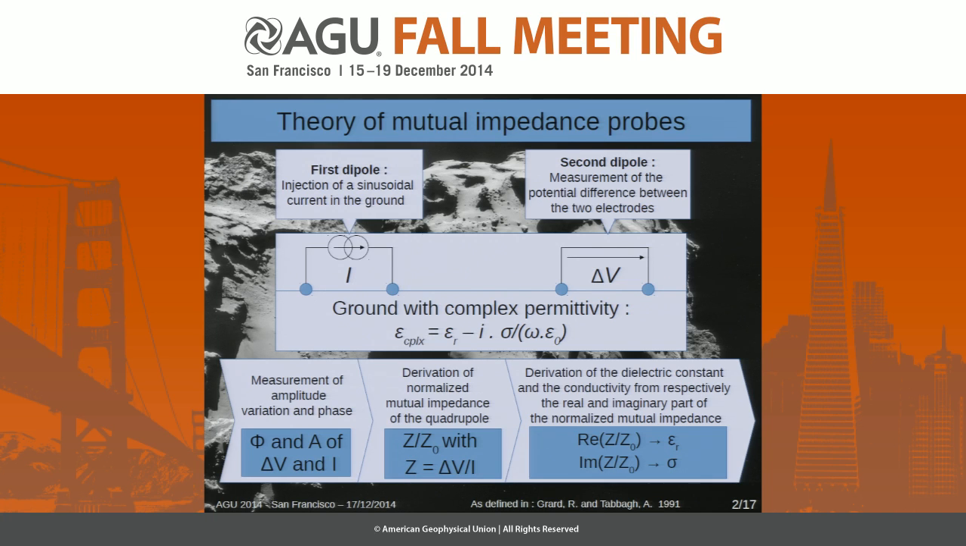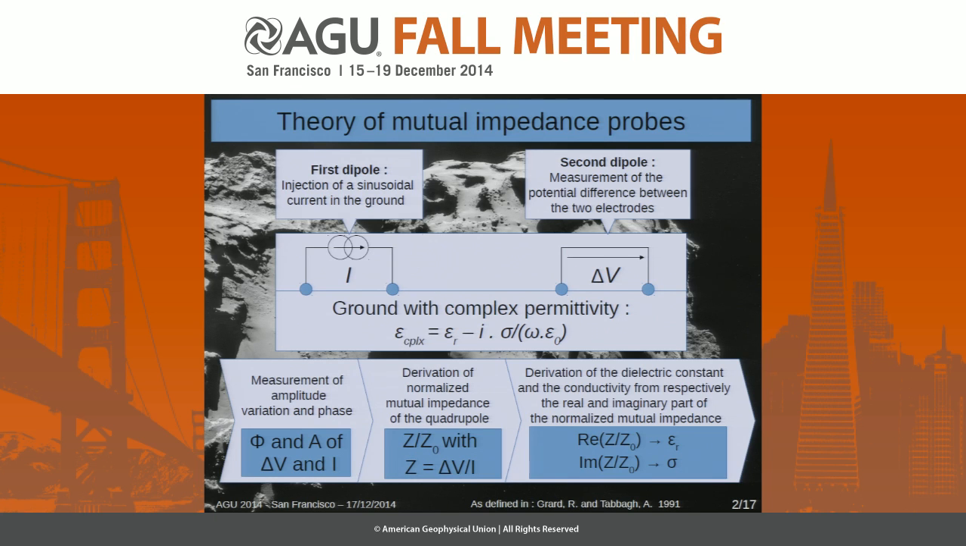So the PP instrument is based on the mutual impedance probe technique. If we have a ground with a complex permittivity, with a real part, which is the dielectric constant, and an imaginary part which is linked to the electrical conductivity and the frequency of our measurement. So what we do is we have 4 electrodes. We have 2 transmitting electrodes that will inject a sinusoidal current into the ground, and 2 receiving electrodes where we'll be able to measure the induced potential. And we can then measure the potential difference between these 2 electrodes.